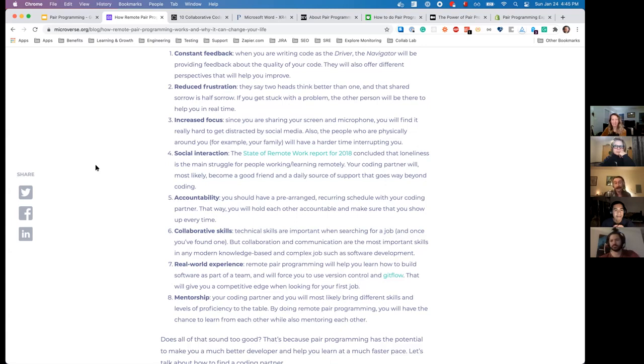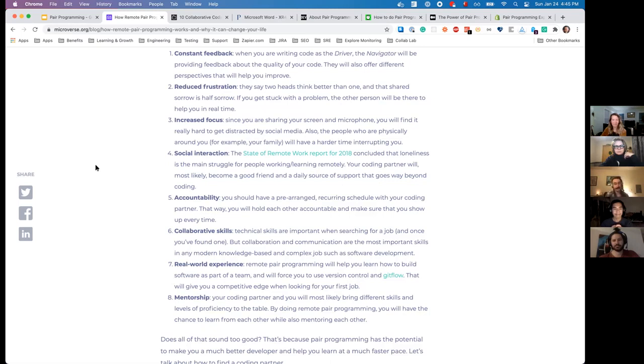Pair programming also is a really great way to get social interaction, which again comes back to the fact that if you're going to become a remote worker, you might be a little bit lonely. That's going to be something we all continue to deal with throughout the course of the pandemic. And for people who continue to have remote jobs afterwards, it's still going to be a big factor. So pairing is another great way to get social interaction. I think I already touched on accountability there with the increased focus.